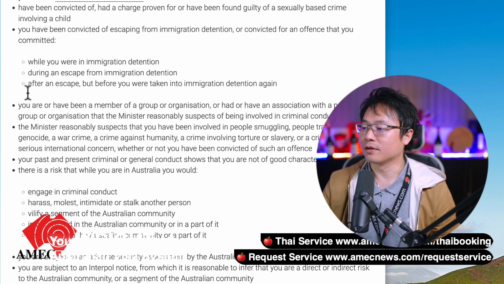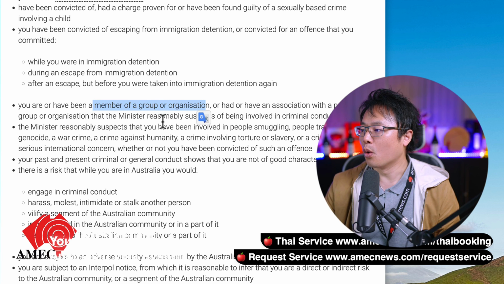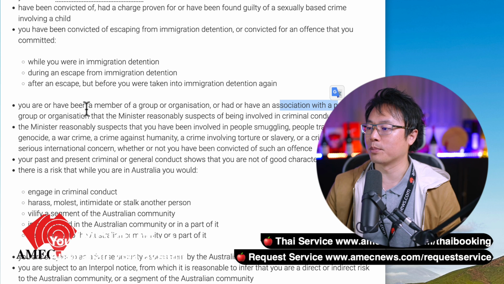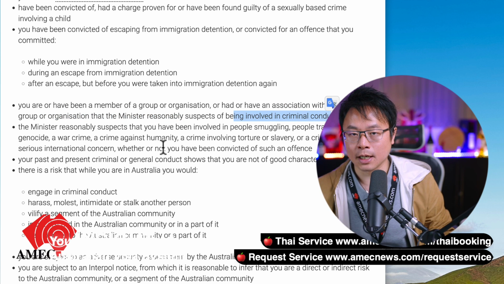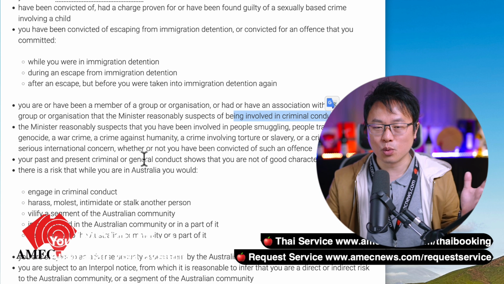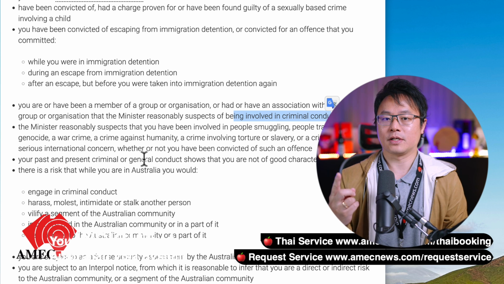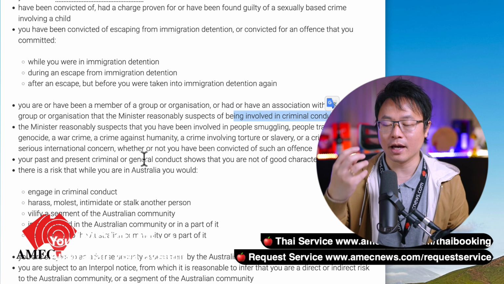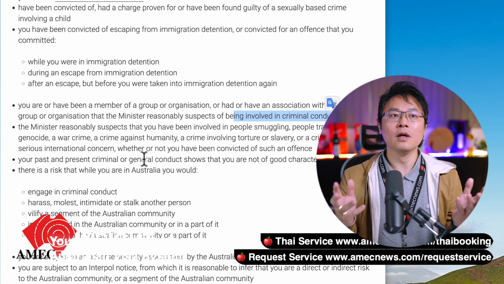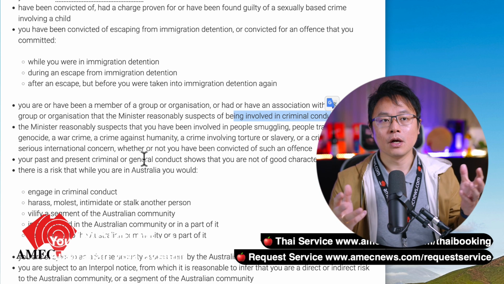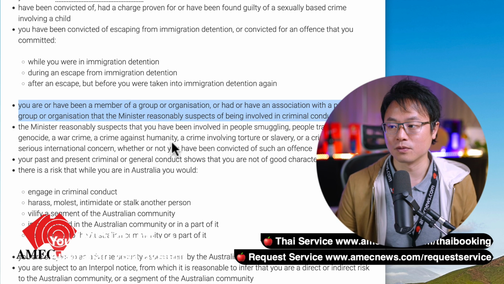Okay, and the third dot: you are or have been a member of a group or organization, or had association with a person, group, or organization that the minister reasonably suspects being involved in criminal conduct. Now, what does that mean? There's a lot of words there. Usually it means if you have any association, that means you facilitate or help an organization such as a terrorist group, or some sort of gangster group, then your visa is not likely to go through as well.